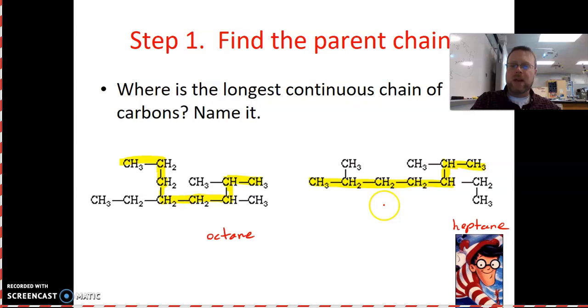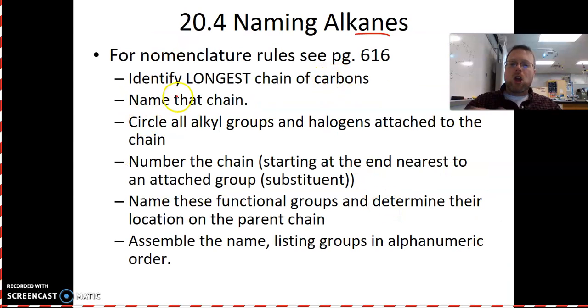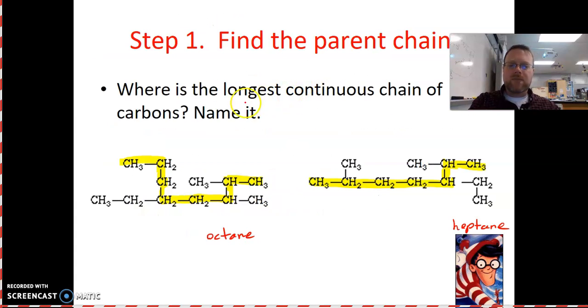Okay, so now let's talk about what we need to do about attachments. You want to circle your attachments or highlight them or do something to anything that's not part of that longest chain, and you want to number the chain so that your attached groups or your substituents are at a lower number. So you might look at your chain and decide, hey, are my attachments closer to this end or closer to this end? Whichever end they're closer to, that's the end that you want to make end number 1. Okay, let's show you that here.